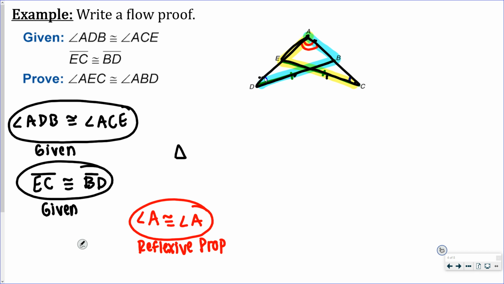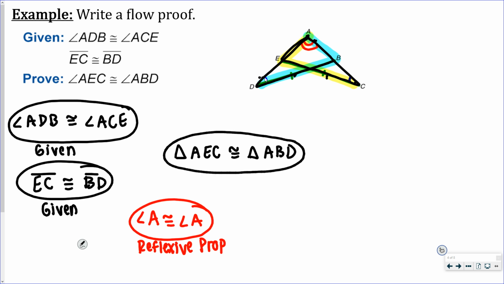I'm going to call it AEC is congruent to ABD. Now I put this in a circle because this actually isn't my goal, but our statement is angle, angle, side. And all of these little statements helped us prove those triangles are congruent. So you want to draw your arrows to that. That's what a flow proof is.